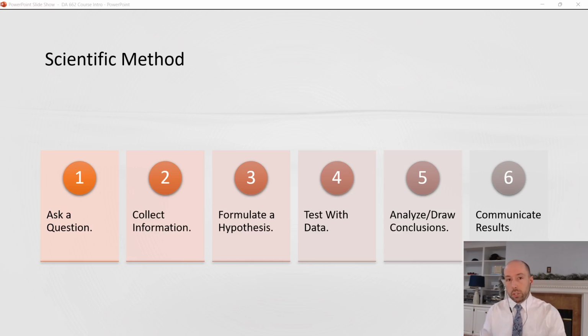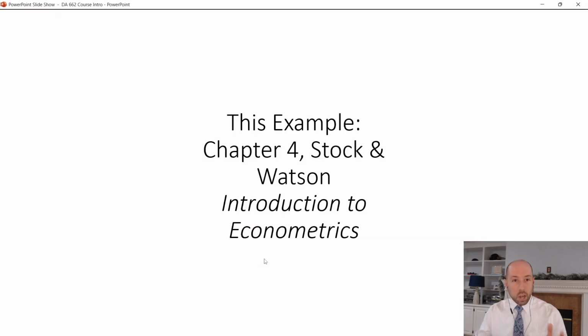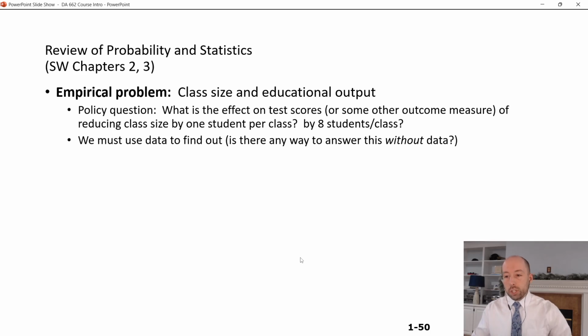I'm going to jump right into an example that comes from the famous textbook by Stock and Watson. It's chapter 4, Stock and Watson's Introduction to Econometrics, where we're looking at a policy question that is near and dear to me because I am an economist, as are many of our data analytics folks here at UNA. This policy question is, what is the effect on standardized test scores? You could do anything you want here, but it's standardized test scores in this case, depending on the size of a class in a public school.